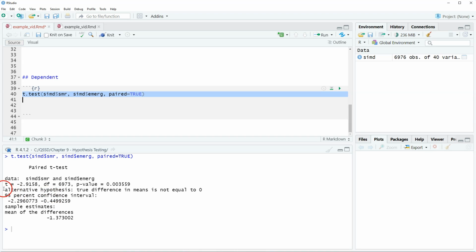Okay, so again we have the alternative hypothesis, which is a little confusing, saying the true difference in means is not equal to 0. So the null would be that the true difference in means is equal to 0. Because our p-value here is less than 0.05, we say there is a significant difference in means between standardized mortality ratio and standardized emergency stays. Sorry, it's not the emergency room.